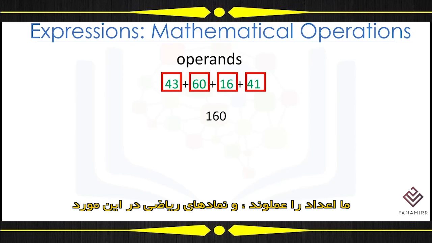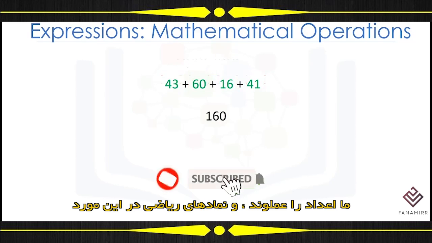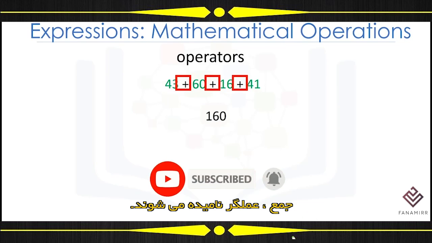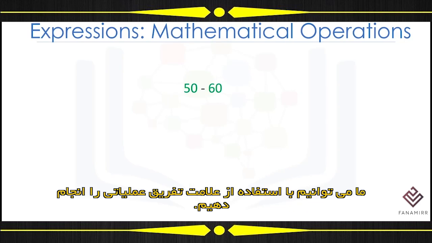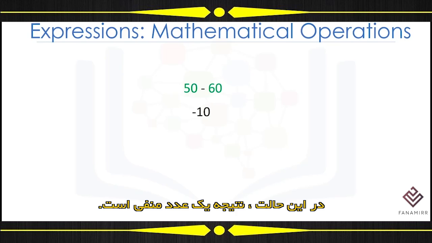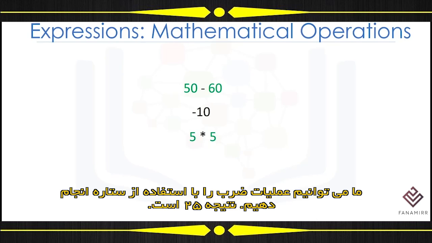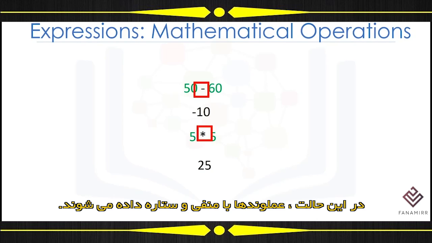We call the numbers operands, and the math symbols, in this case addition, are called operators. We can perform operations such as subtraction using the subtraction sign. In this case, the result is a negative number. We can perform multiplication operations using the asterisk. The result is 25. In this case, the operands are given by negative and asterisks.